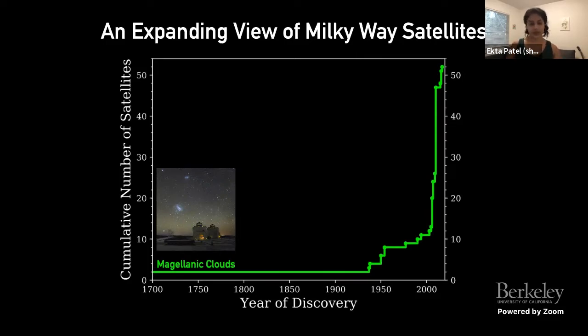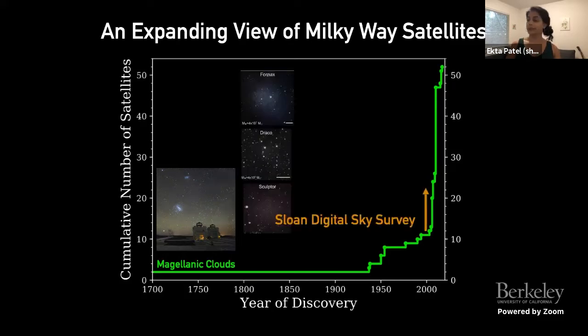Around the early 2000s, we then had the advent of digital surveys, digital sky surveys. And one of those was called the Sloan Digital Sky Survey. And when I say digital sky survey, what I mean is that there's an automated telescope that scans large swaths of the sky many, many, many times. And by doing that process over and over again, it essentially allows us to find fainter and fainter objects. So the Sloan Digital Sky Survey is a telescope that's located in Apache Point in New Mexico.